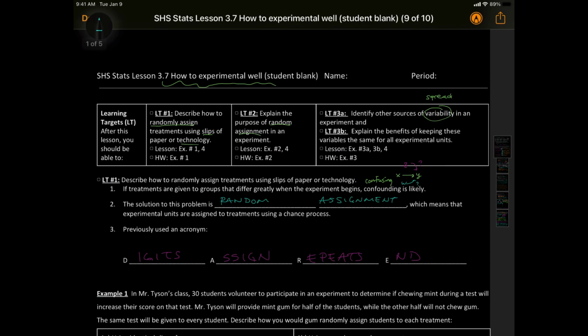All right, let's review, make sure we covered all of our learning targets here. We talked about randomly assigning using paper and technology. We explained the purpose of random assignment. We basically want them to be equivalent, same starting point. 3A, we talked about other sources of variability. This is hard because you have to really think about this in real life context. It's not always given to you. And 3B, explain the benefits of keeping these variables the same for all experimental units so that it's not the confounding or different variables, it's the one you were actually testing. So that was lesson 3.7, how to experiment well.